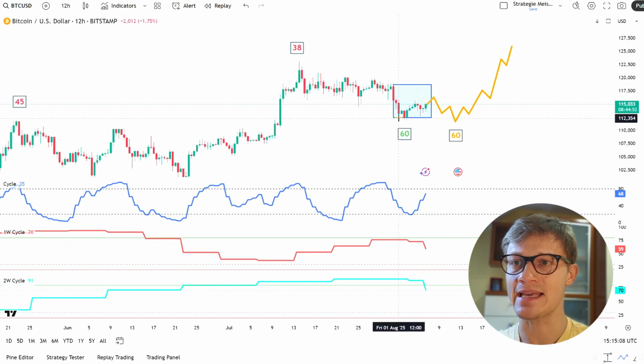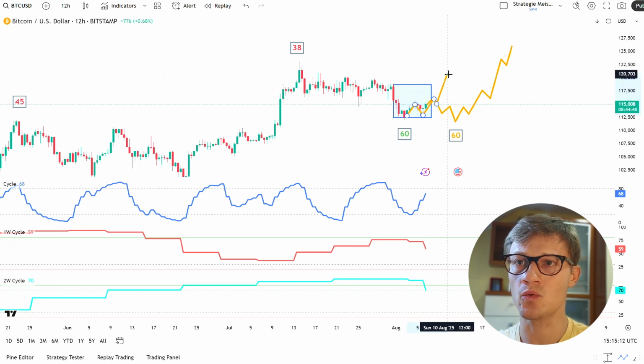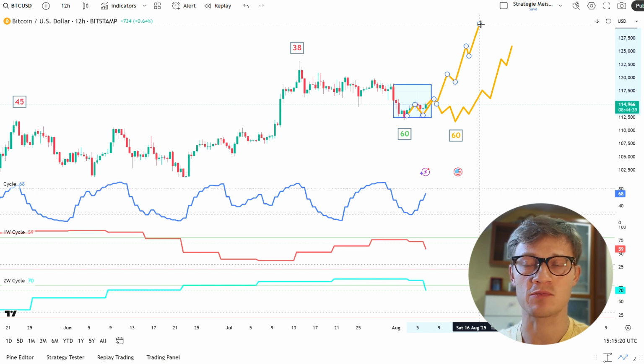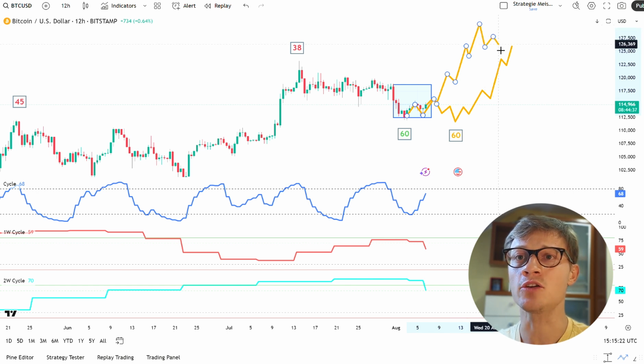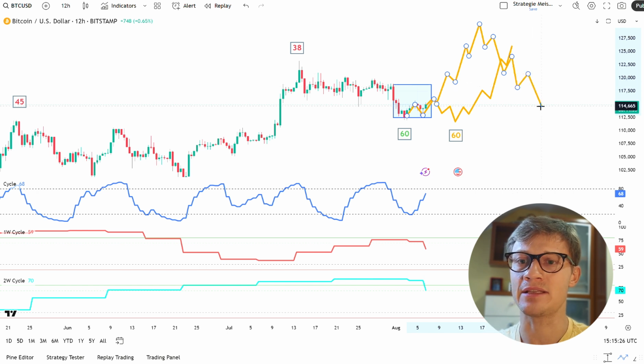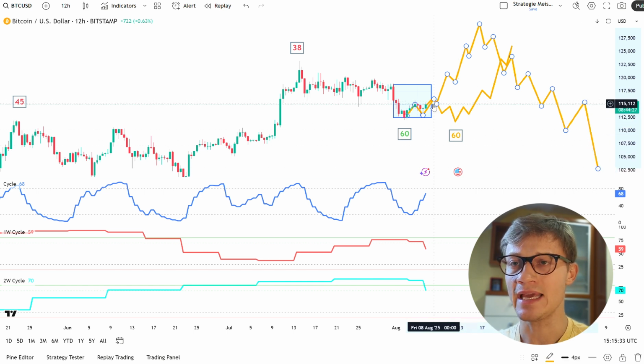Now, if that is the case, we are correctly going upwards. And we're most probably going to smash the all-time highs within the next week or two. Right after we smash all-time highs, we're going to make a top, most probably above 130K, and we're going to go down from there, because our 1-week cycle and 2-week cycle indicators are actually going down. Now, this is a possible Bitcoin behavior in case we already achieved a 60-day cycle bottom.